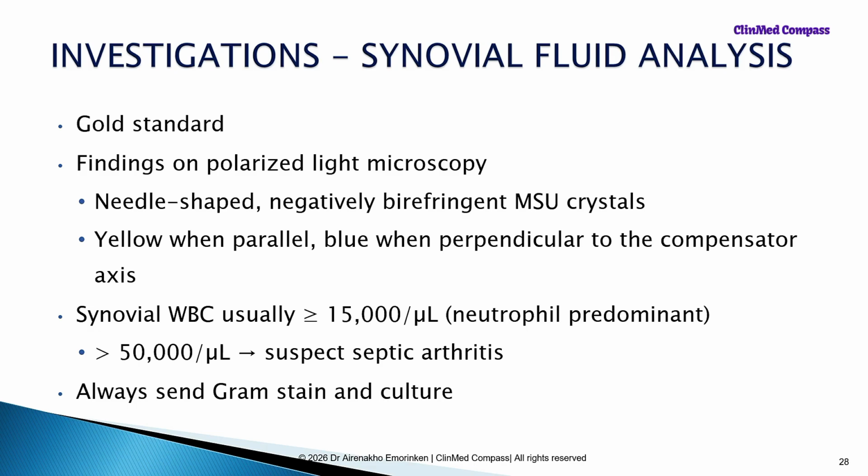Under polarized light microscopy, monosodium urate crystals appear needle-shaped and negatively birefringent. They appear yellow when parallel to the compensator axis and blue when perpendicular. Synovial white cell count is typically elevated, often above 15,000 per microliter, with neutrophil predominance. However, counts above 50,000 per microliter should raise suspicion for septic arthritis. So always send gram stain and culture.